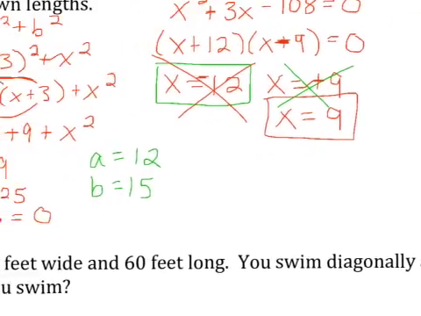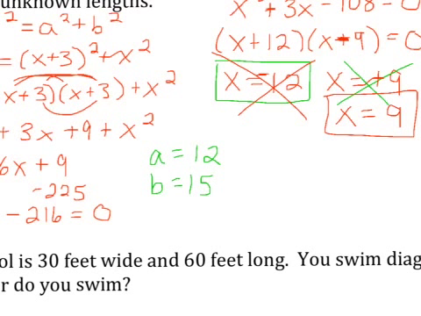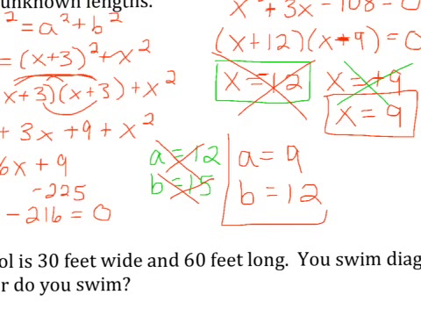Okay, so now this means that instead of my leg equaling 12, a equals 9, and b will equal 9 plus 3, which is 12. And those are our final answers.